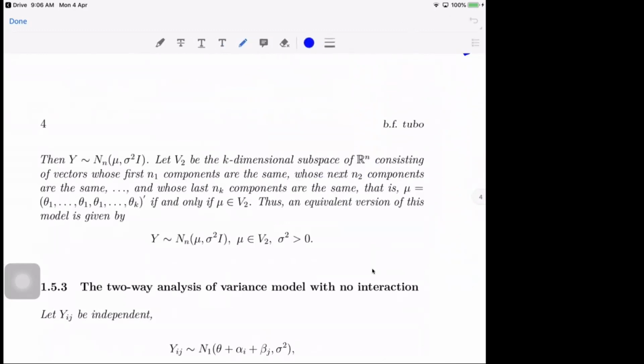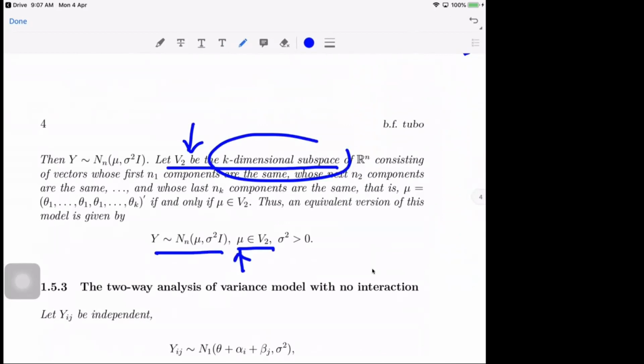So for the coordinate-free version of the linear model, all you have to do is to define your k-dimensional subspace. We call that V2, and you assume that your mean vectors, or your parameters there, are elements of your k-dimensional subspace. So that is your model there. It's still like y is equal to a mean mu, but your mean mu is comprised of different thetas, theta 1 to theta k, plus some epsilon.